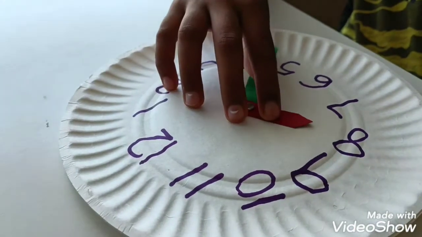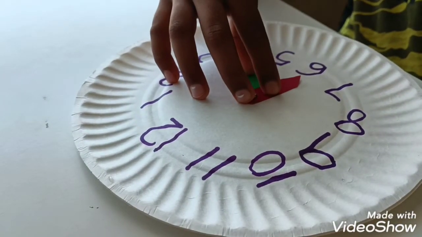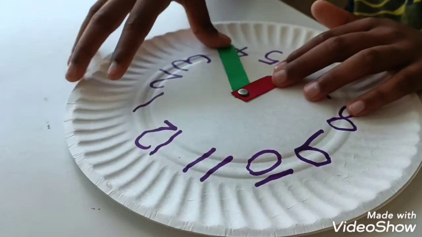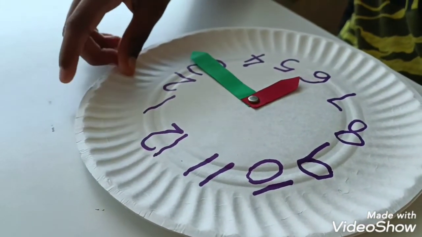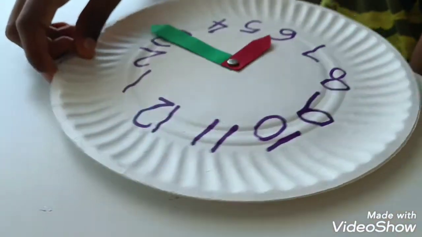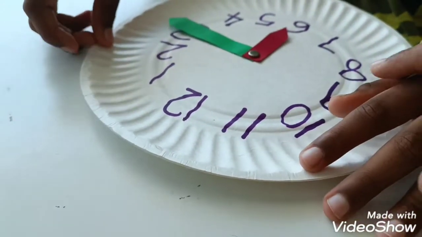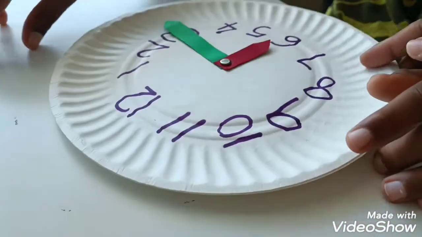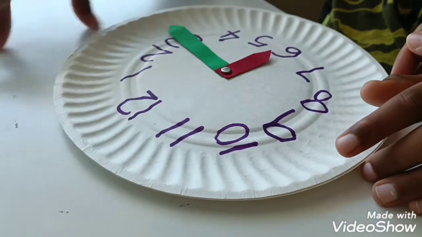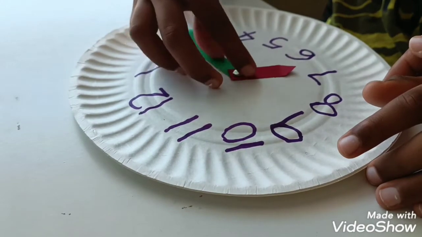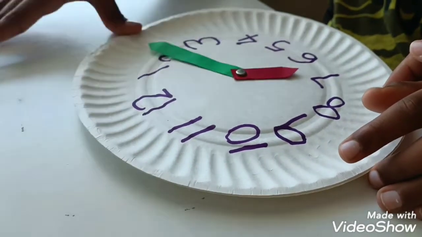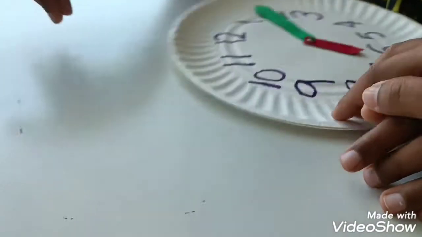Make 6:15. Yes. What time is it, Abhinan? 6:15. Yes. Now, make 7:10. What time is it, Abhinan? 7:10. Okay. Next.